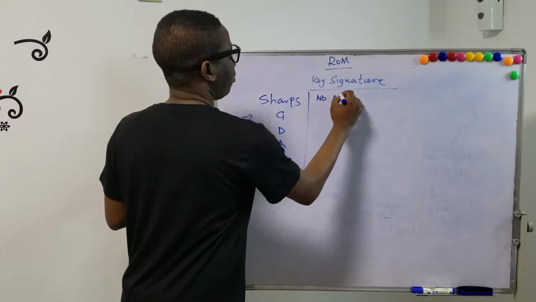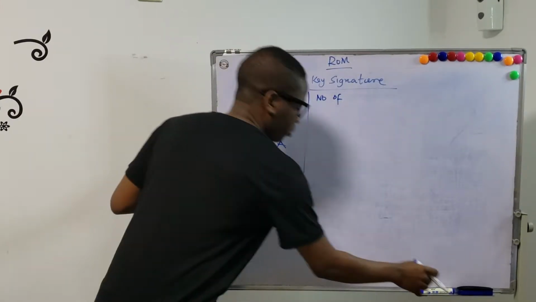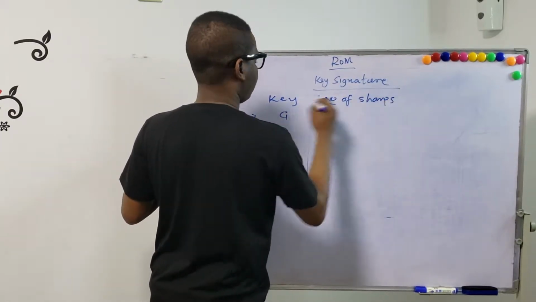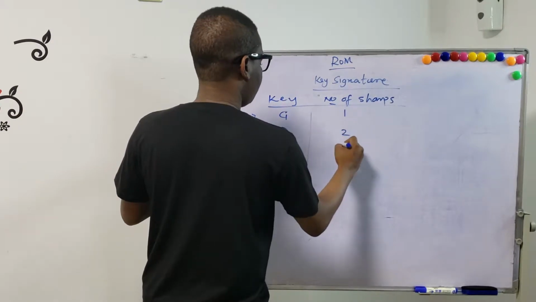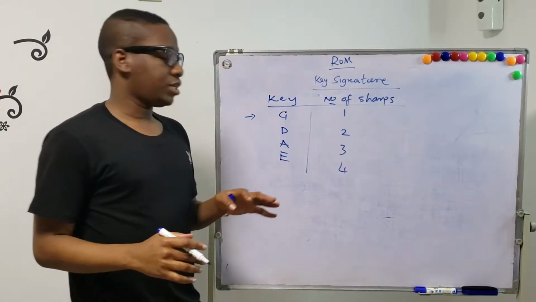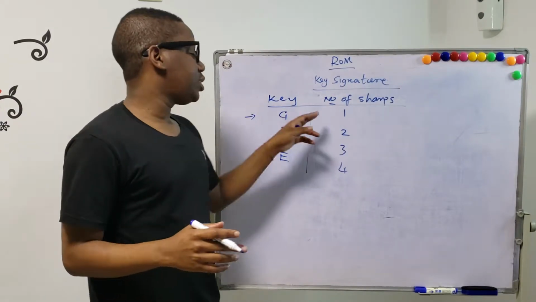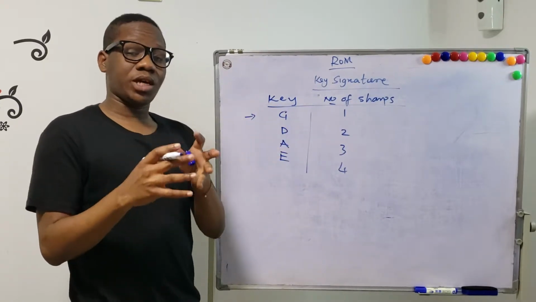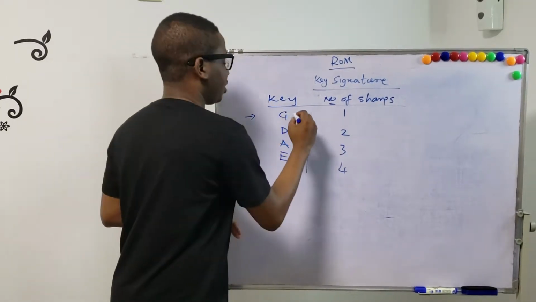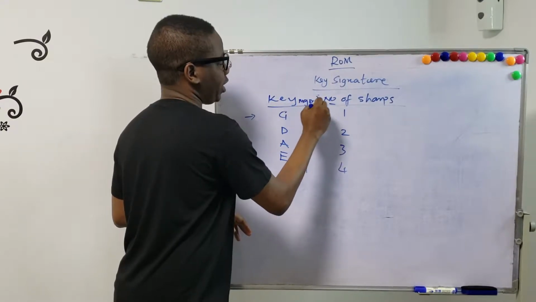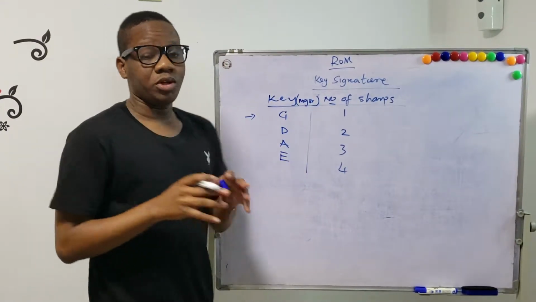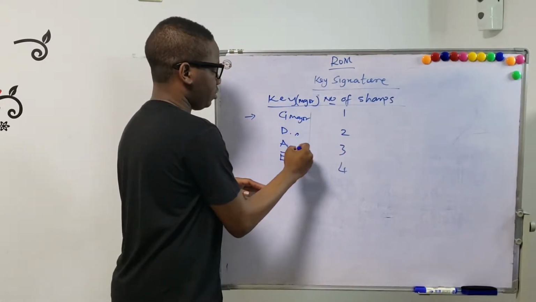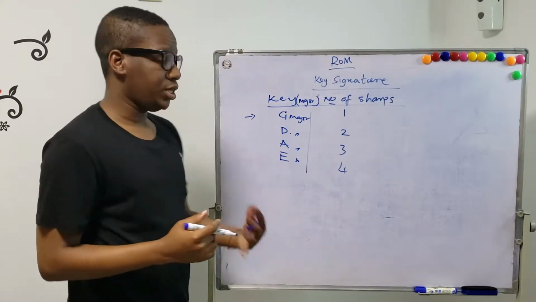We'll call this key and number of sharps. And this is 1, 2, 3, 4. So what this is trying to say is that if you pick a piece of music and you see 1 sharp on it, the key of that musical piece is G, and it's actually a major key. Let's be clear about that, because there are minor keys as well, but here we're referring to major keys. So we call this G major, as well as D major, A major, and E major.